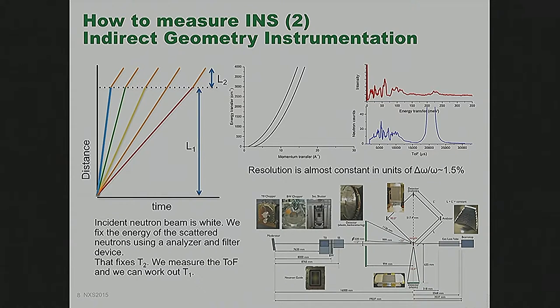If you now look at how the spectra looks, this is in energy, so it's the same direction that I was showing in the previous one. If you convert back how the data really looks in time of flight, it's actually inverted. This is my elastic line that comes here, and this is my spectra, so it goes in the opposite direction. One consequence of the geometrical implementation of this technique is that your resolution is almost constant, but this time in units of delta omega over omega, and in this particular case it's 1.5%. This is how the instrument looks from the outside.